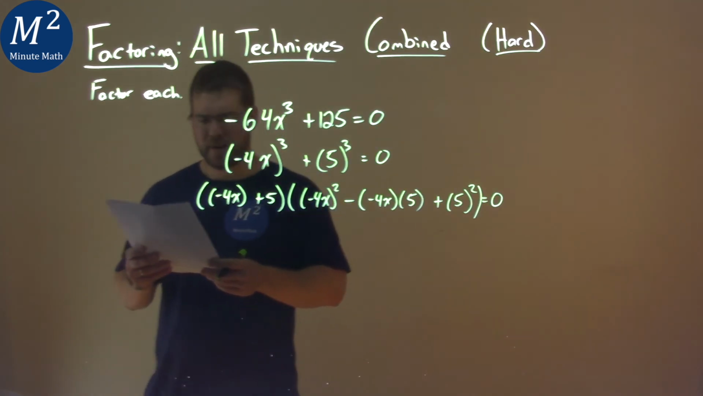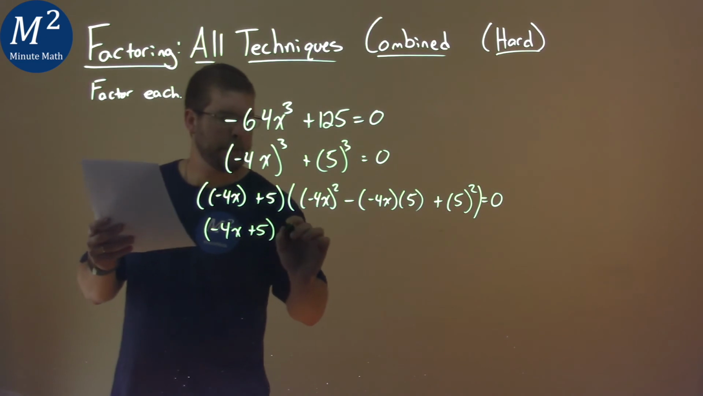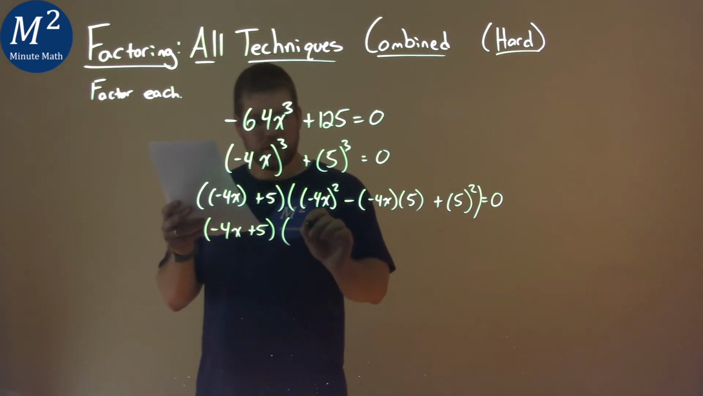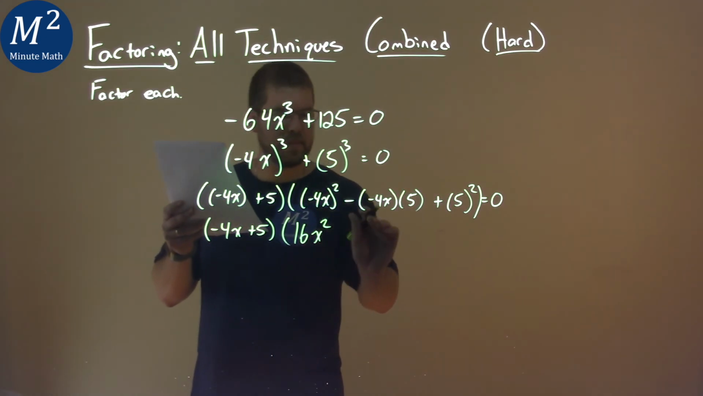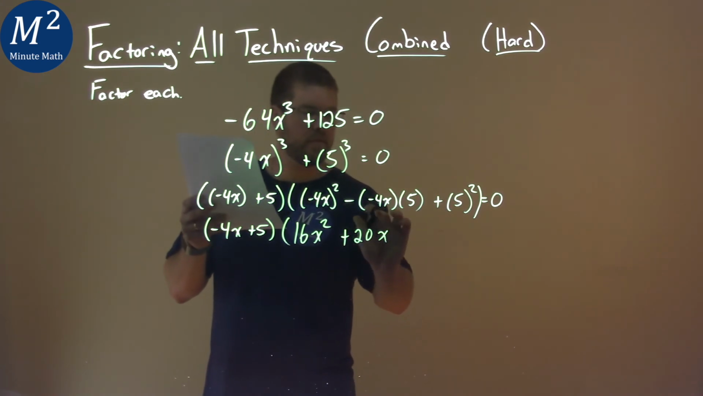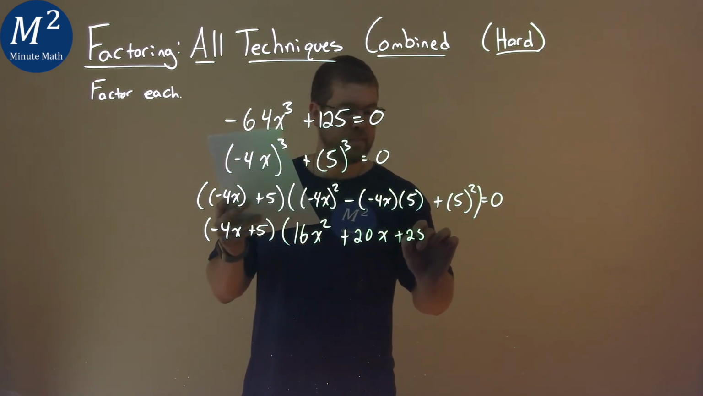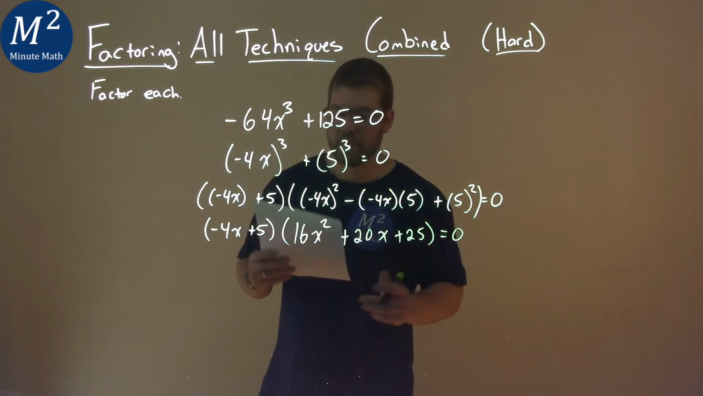So let's go simplify what we know. Negative 4x plus 5 here. And here, negative 4x squared is a 16x squared. Negative negative is a positive 20x, because 4 times 5 is 20, and 5 squared is 25. And that's equal to 0.